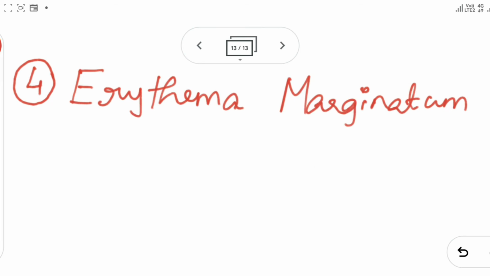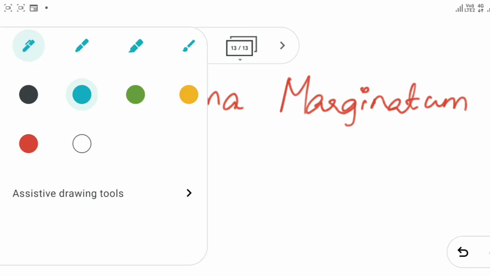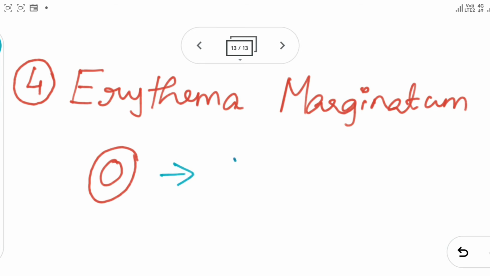The next feature is erythema marginatum. This is a rash present in ring shapes. This is usually present on the arms and trunks, and it is non-itchy.